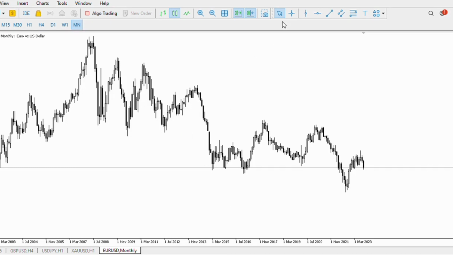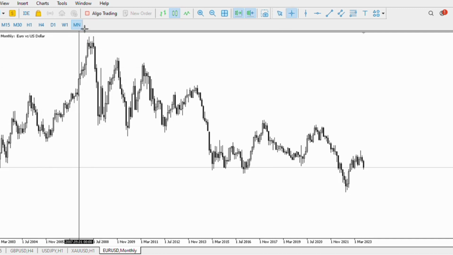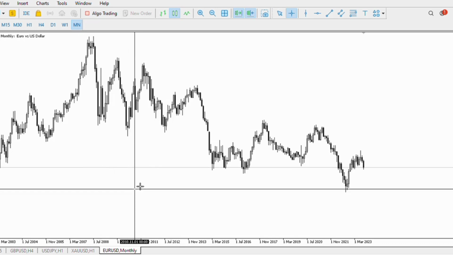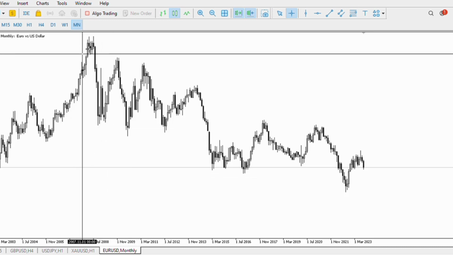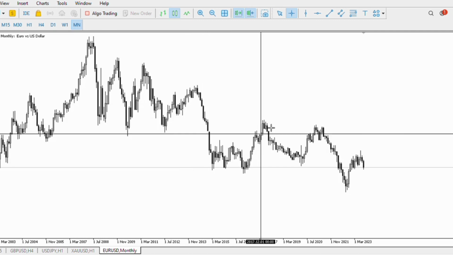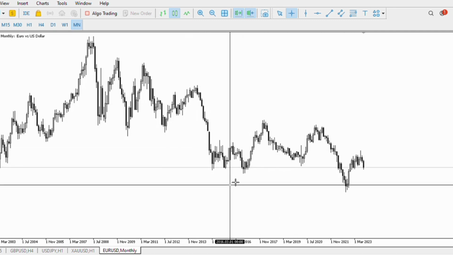As you can see, this is Euro USD on the monthly time frame. I had to start from the monthly time frame so that we can have an idea of if Euro USD is bullish or bearish. As you can see, we have a series of lower highs and lower lows, which signifies that Euro USD overall on the monthly time frame is bearish.